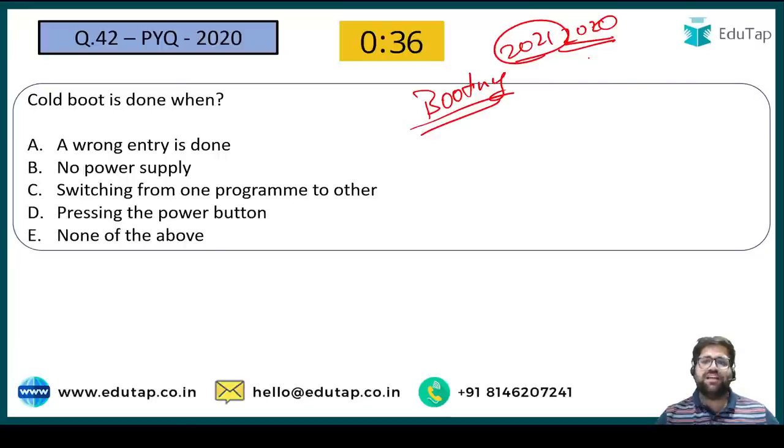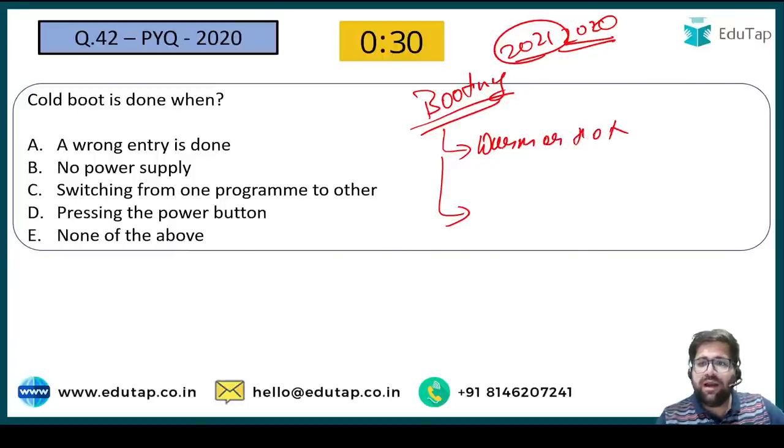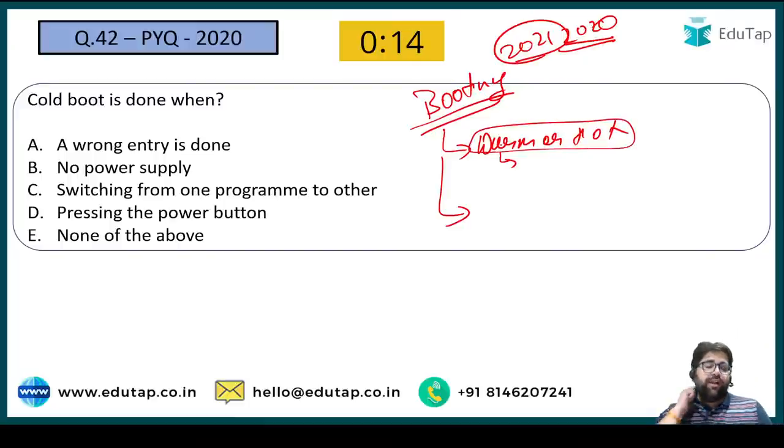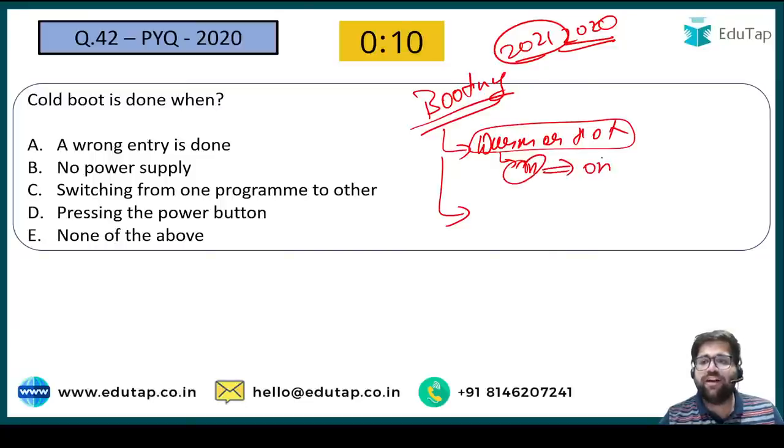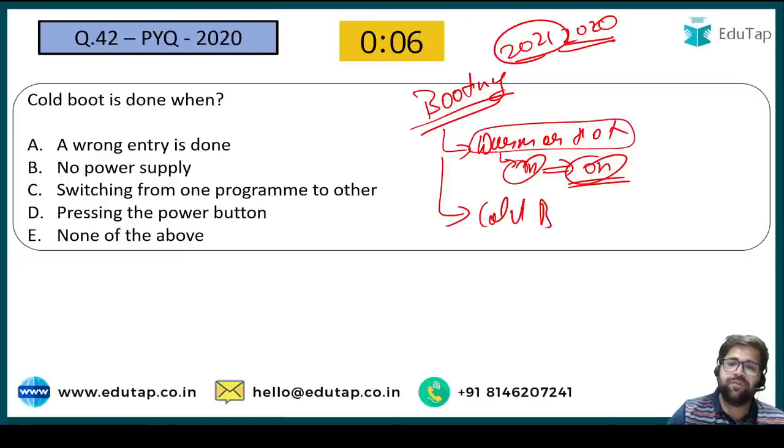First, understand that there are two types of boot. First is warm or hot boot. Under this boot, you restart your computer when your computer is in the on state. For example, sometimes when our mobile hangs, we press that button and the mobile restarts again. That is an example of warm or hot boot. In this state, the on state of computer is again converted to on state. As simple as that.